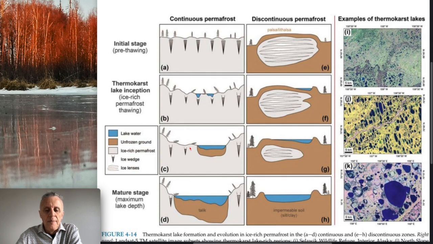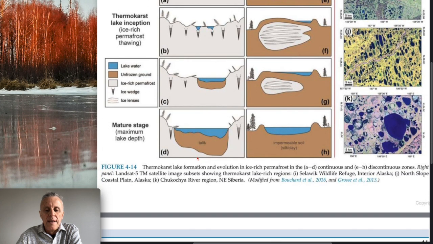This is the same pattern as in B. However, we are starting to see the presence of unfrozen ground below that future lake. And then lastly, we have the mature stage of the continuous permafrost, where we have a lake. We have what is called talik, which is unfrozen ground, and we have some leftover ice wedges.